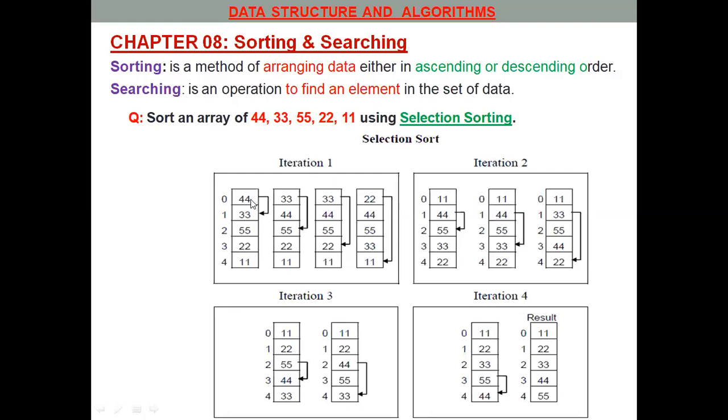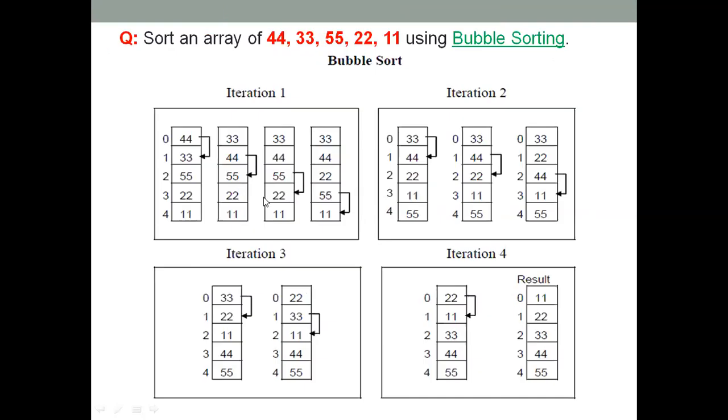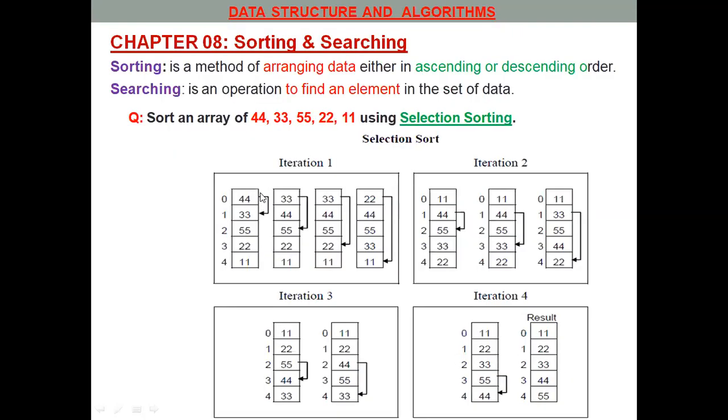So look here. The first iteration means the first step, what you are going to check. You are going to check the first one, here you have 44, with the next one. You check the first and second, and see which number is smaller, because you are going to put the smaller number at the top first. Looking at 44 and 33, 33 is smaller. So 33 is going up, and 44 goes to its place.